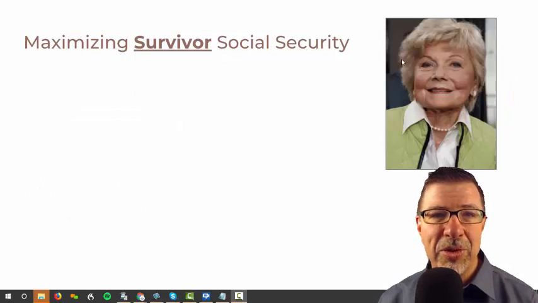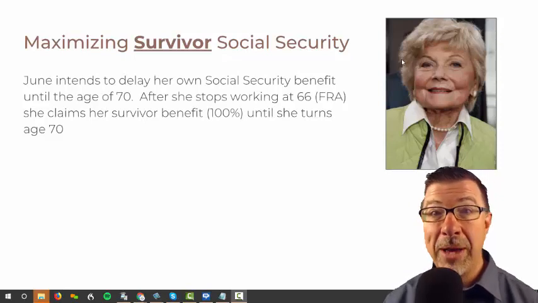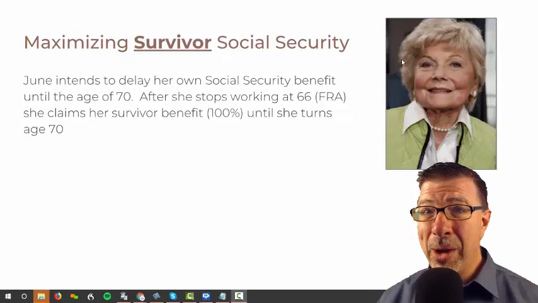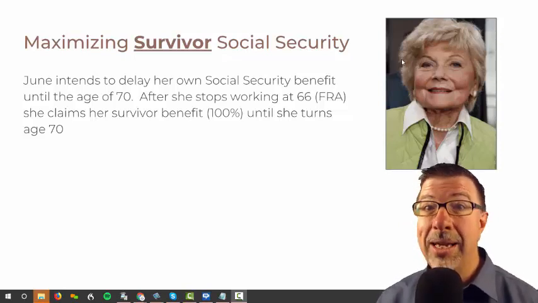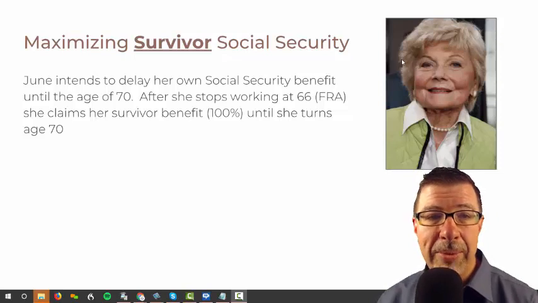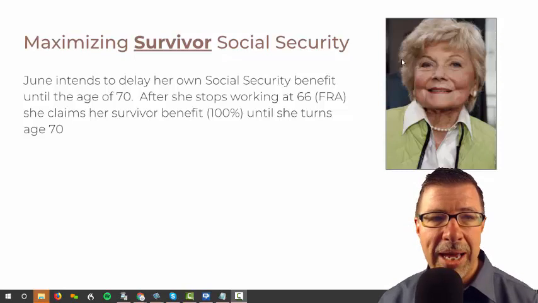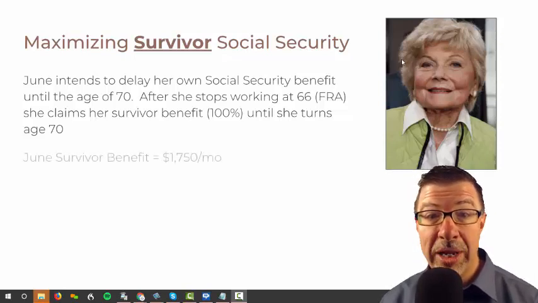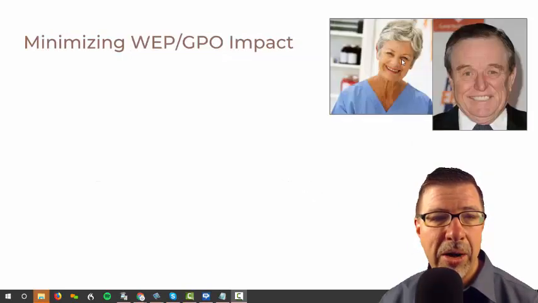Let's give an example for June. So June has her own benefit, which is higher than her survivor benefit. So she plans to wait on her own benefit till she's 70, but she could get additional income along the way. So once she stops working at age 66, which is her full retirement age, she claims 100% of her survivor benefit, and for 4 years, she ends up getting some extra money while waiting on her own.